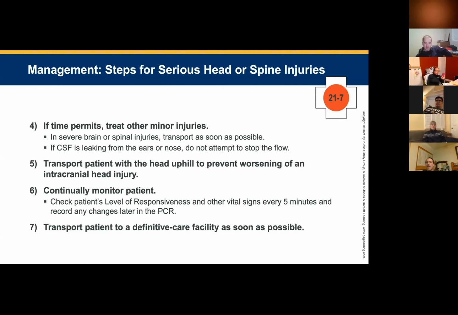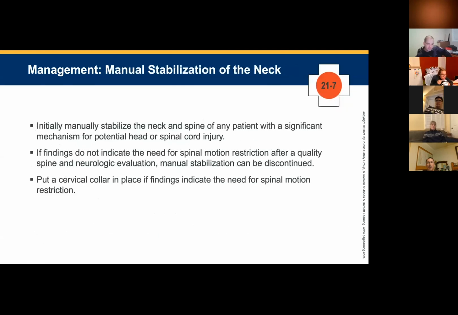We want to continually monitor the patient. We want to check level of responsiveness and vital signs every 5 minutes and transport to a definitive care facility as soon as possible, preferably somewhere with some kind of surgical intervention if they do have a brain bleed.